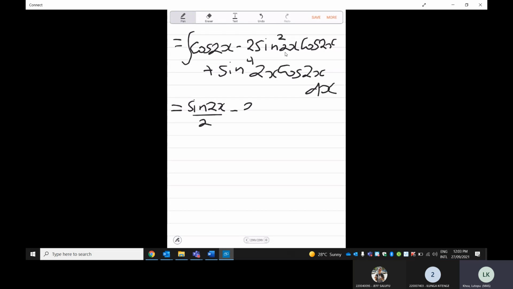So this is minus 2 over 3 sine to the power of 3 of 2x. And then the same thing over here, the derivative of sine 2x is cos 2x. So you just say sine to the power of 5 of 2x divided by 5. And then you add your constant of integration.